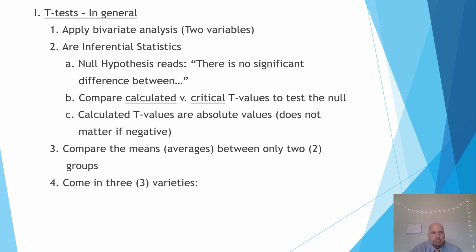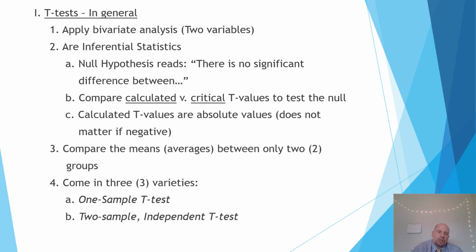Number 4, and you're going to notice that there are some small letters below number 4 as well. T-tests come in 3 varieties. These are the 3 kinds of t-tests we'll be looking at in this class. Number 1, letter A, the one sample t-test. We'll talk about the one sample t-test a little bit more today. Next is the 2 sample independent t-test.